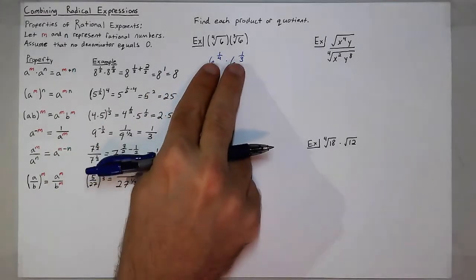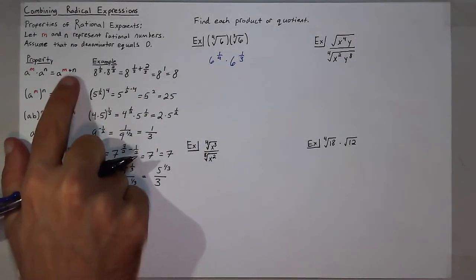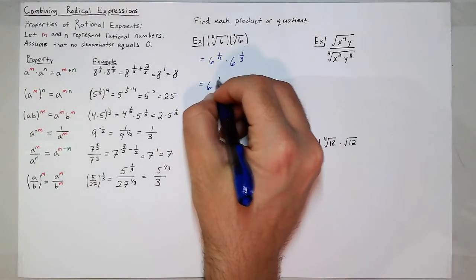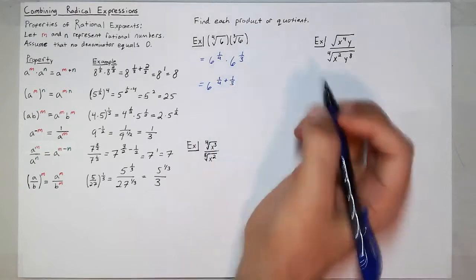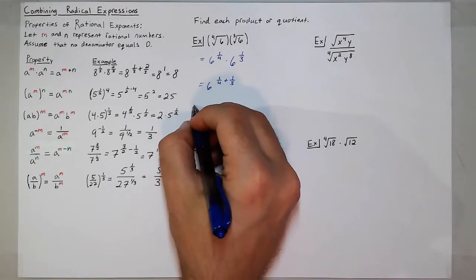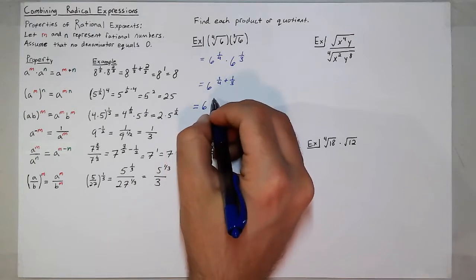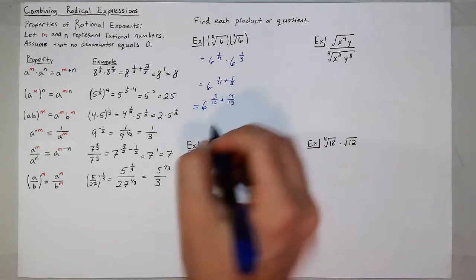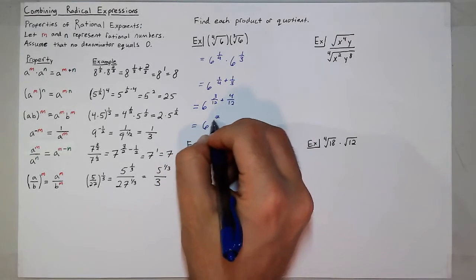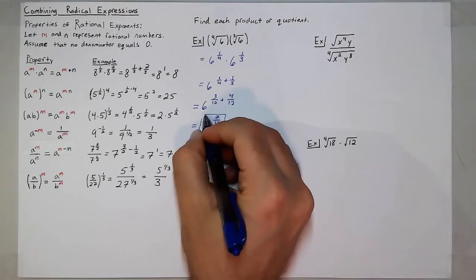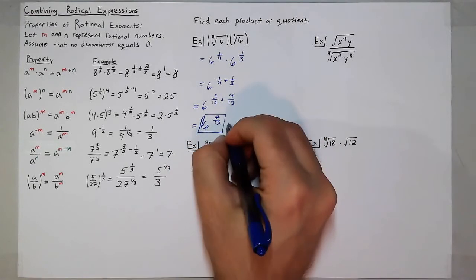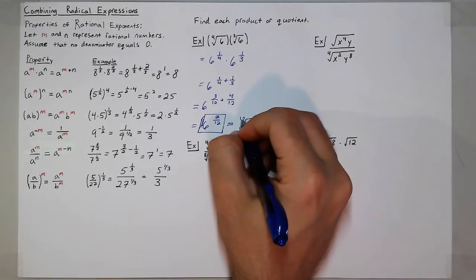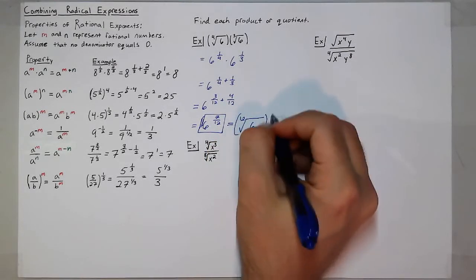now they have the same base, I can use these exponent rules to add their powers. So this can be rewritten as 6 to the 1/4 plus 1/3, finding a common denominator between those two terms. We have 3/12 plus 4/12, giving me 6 to the 7/12. Or if you wanted to rewrite this into radical form, again, this would be the 12th root of 6 raised to the 7th power.